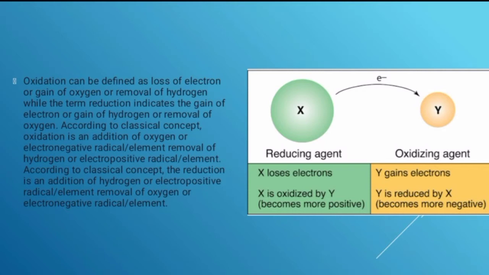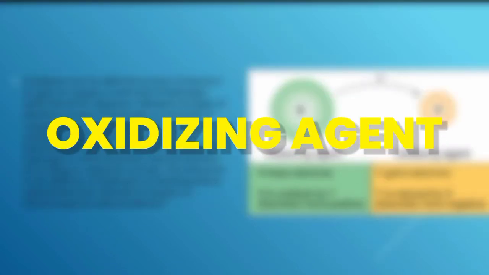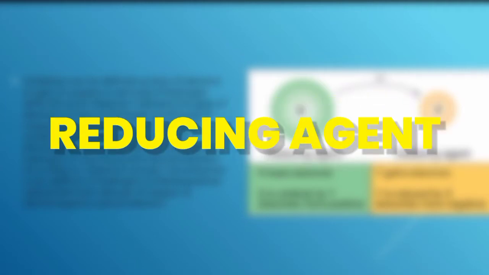In simple words, oxidation can be defined as the gain of oxygen and reduction can be termed as a loss of oxygen. The agent that oxidizes an element or a compound is known as the oxidizing agent, while the agent which reduces a compound or element is known as the reducing agent.